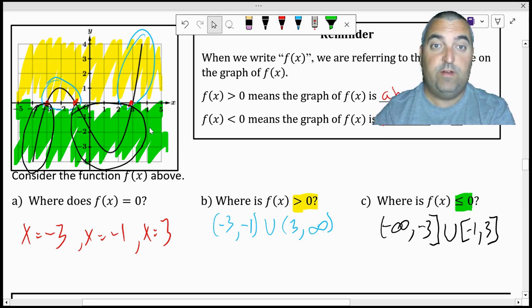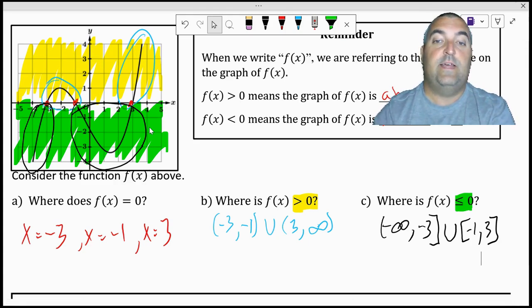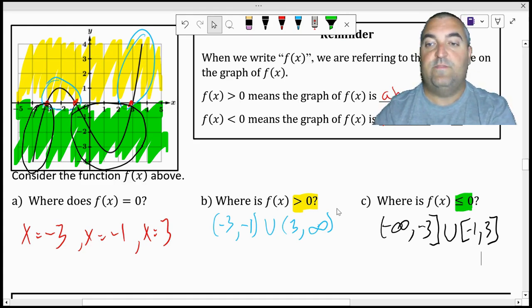Okay. So there's the basics of polynomial inequalities. Again, greater than 0 is above, less than 0 is below the x-axis, and then parentheses if it's non-inclusive, square brackets if it is or equal to.